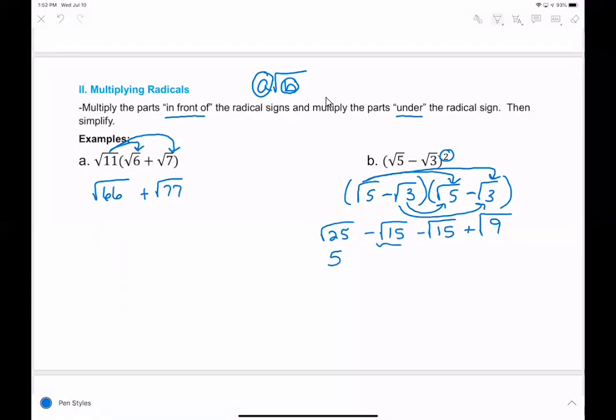We can combine these two terms because they both have a 15 under, and the number in front is an understood -1, so that's going to be a -2 square root of 15, plus the square root of 9 is 3. We've got one more step to do. We're going to add 5 and 3 together. That's going to give us 8 minus 2 square root of 15.